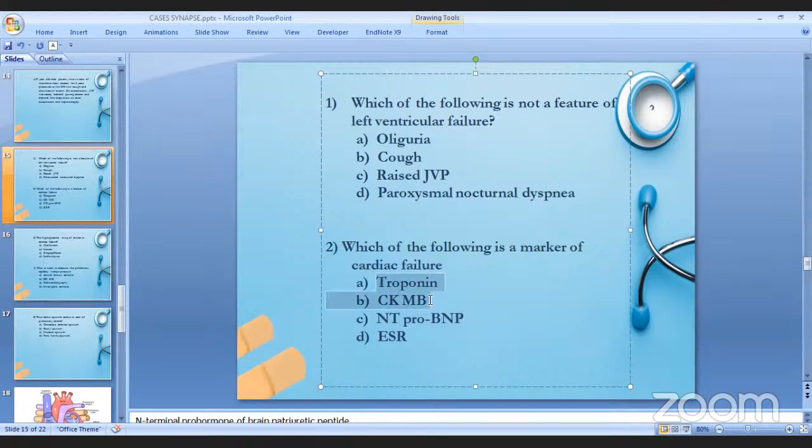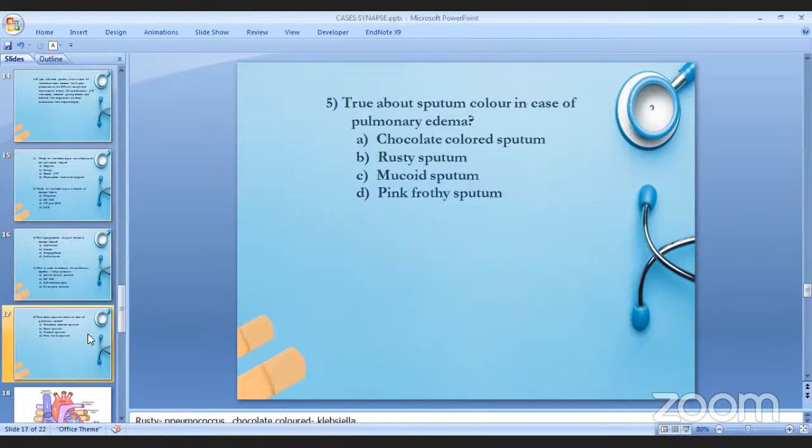Now let's come to troponin and CKMB. These only denote infarction and not exactly cardiac failure; they denote myocardial infarction only. ESR increases during infection. So the answer here is NT-proBNP. If this is high, that means the person has cardiac failure. And there is another question here: true about the sputum color in case of pulmonary edema. So what do you think is the sputum color? Okay, I'll give you the answer right away: it's pink frothy sputum, right?